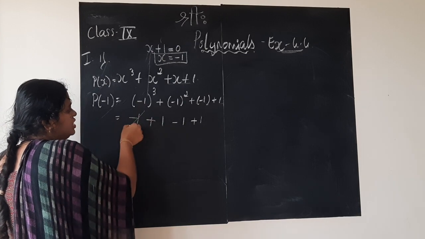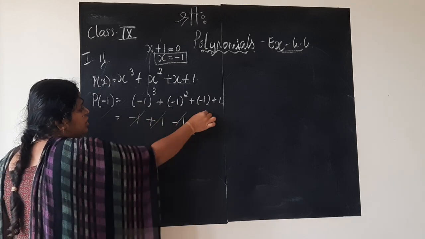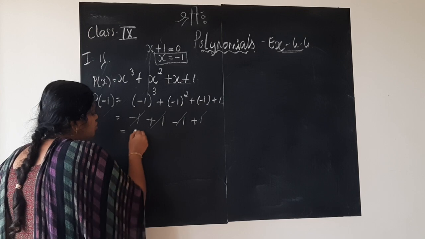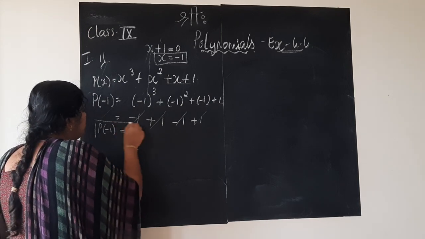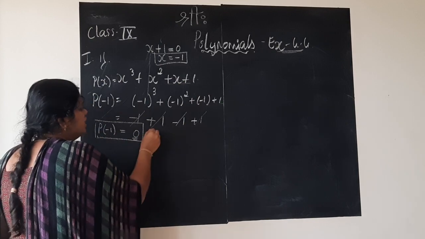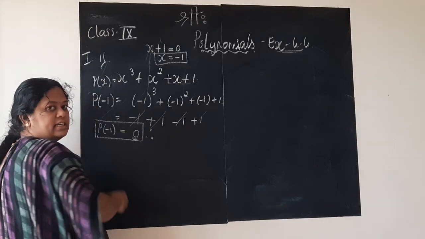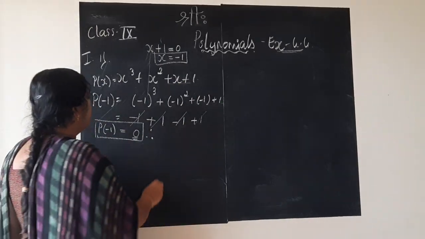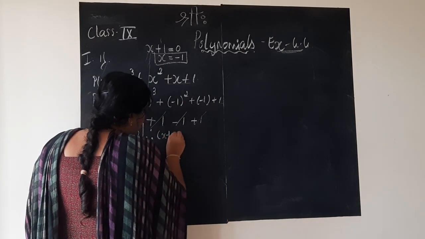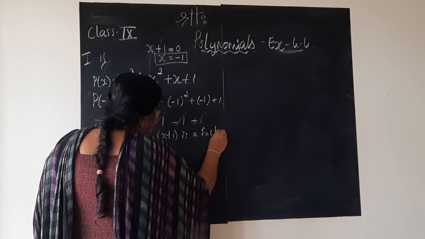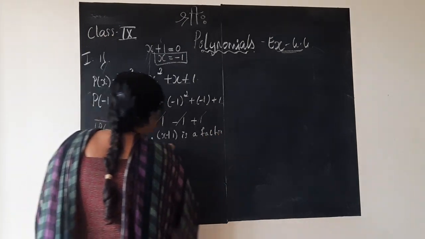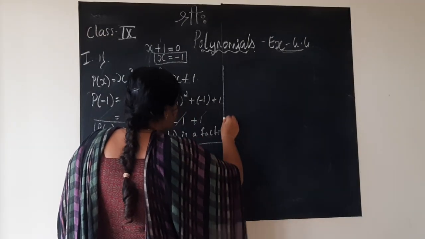Look here, minus 1 plus 1. Minus 1 plus 1 gets cancelled, meaning you will get p of minus 1 equal to 0. Therefore, when you get this as 0, children, then we say, therefore, x plus 1 is a factor. x plus 1 is a factor. That's all. Understood, no?